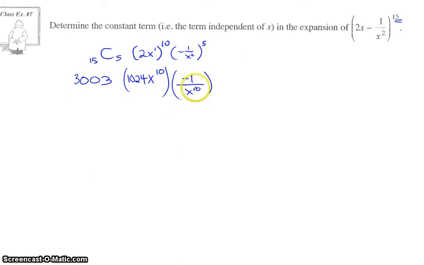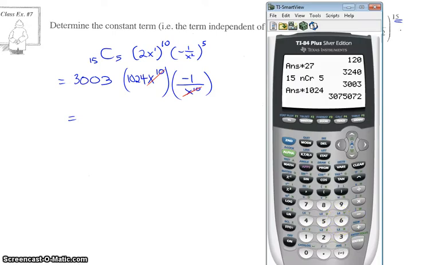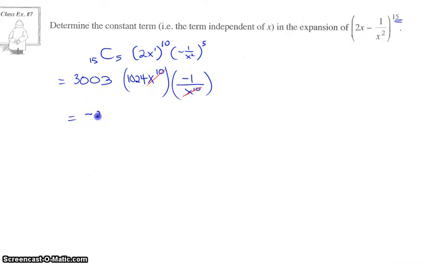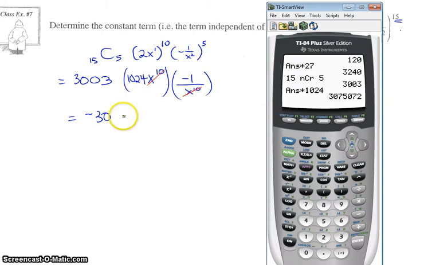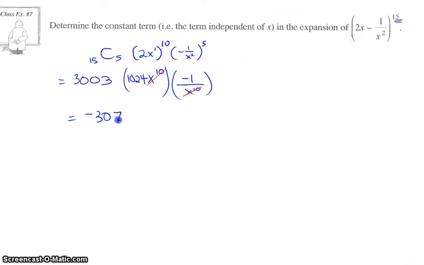Good. Now we keep going with simplifying that. As I mentioned, our x to the 10s will cancel, and then you multiply all three of those numbers together, and we would have what our constant term would be. So let's do that and get that number. If we multiply all three of those numbers together, 3003, 1024 times negative 1, we should have negative 3075072. There we go. That should be our constant term.